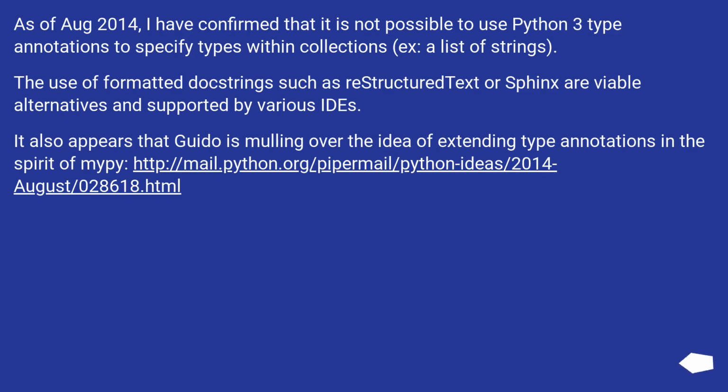As of August 2014, I have confirmed that it is not possible to use Python 3 type annotations to specify types within collections, for example a list of strings. The use of formatted docstrings such as reStructuredText or Sphinx are viable alternatives and supported by various IDEs. It also appears that Guido is mulling over the idea of extending type annotations in the spirit of MyPy, at this URL.